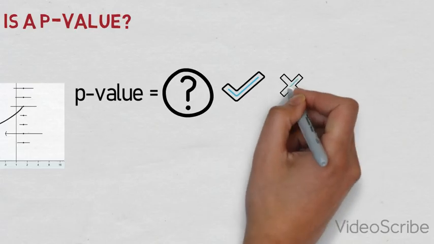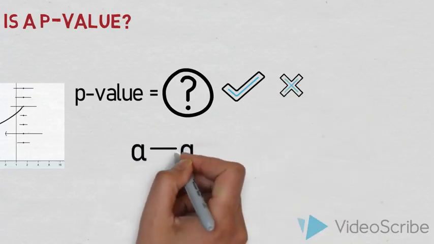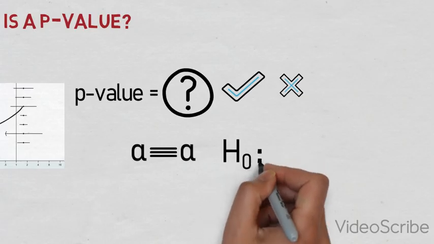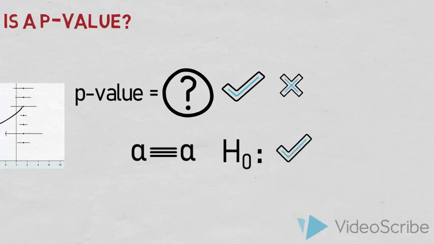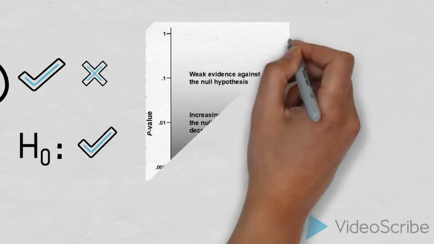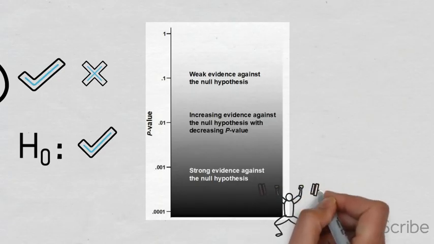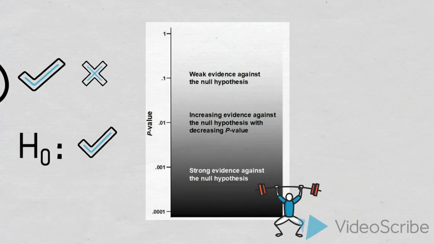P-values are often misinterpreted, and it's important to be clear what they tell us and what they don't tell us. The p-value is the probability that we would have observed an effect at least as big as the one observed if the null hypothesis is true. The smaller the p-value, the smaller the probability that we would have observed an effect at least as big as the one observed if the null hypothesis is true. So the smaller the p-value, the stronger the evidence against the null hypothesis.